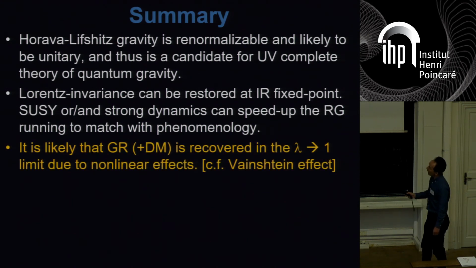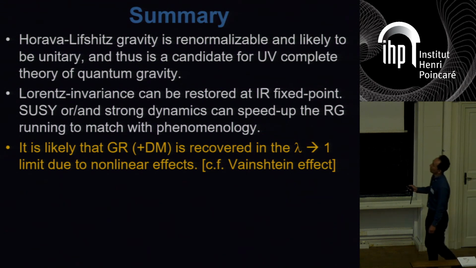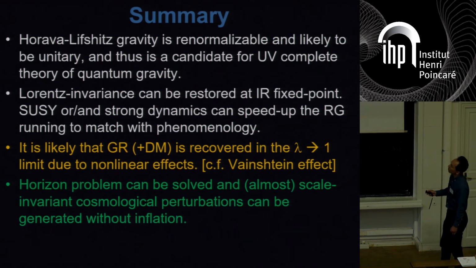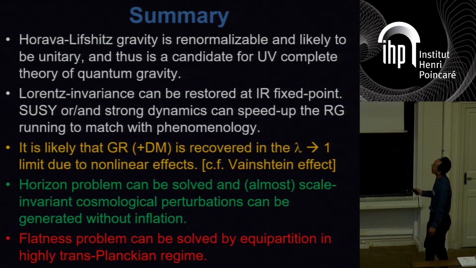And it is likely that GR plus something like dark matter is recovered in this limit, where we expect to have something like GR due to nonlinear effects. I mean, this never happens at the linear level. We need to take into account nonlinearity. And the horizon problem can be solved, and almost scale invariant cosmological perturbations can be generated without inflation. And the flatness problem can be solved by equipartition in the highly trans-Planckian regime.